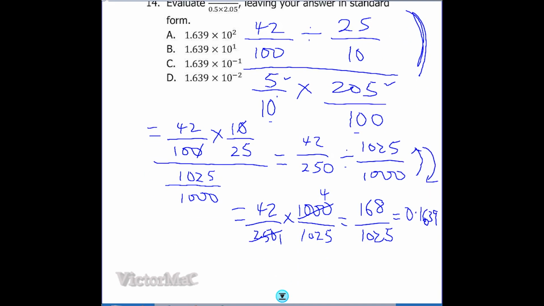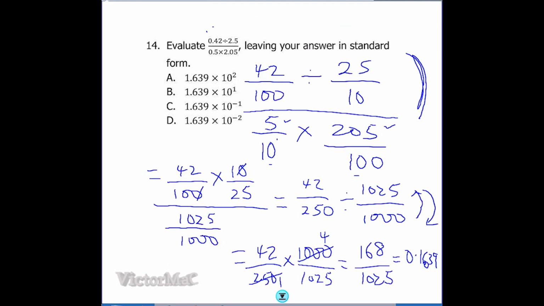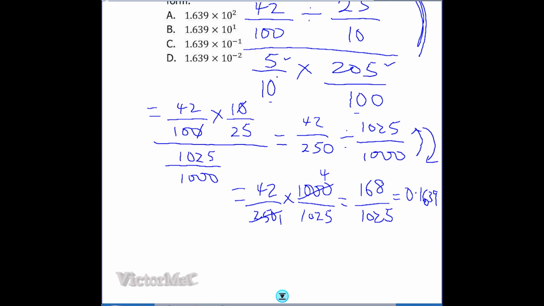And how do we write this answer in standard form? Because we have to leave our answer in standard form. And the final answer will be 1.639 times 10 raised to the power minus 1. And the correct option is option C.